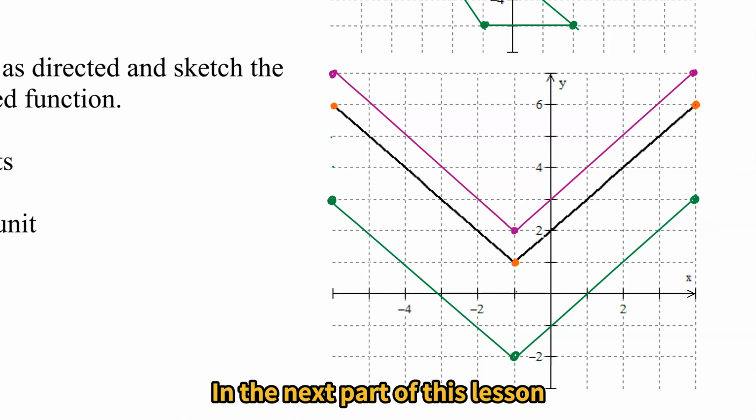In the next part of this lesson, we'll talk about vertical translation using function notation.